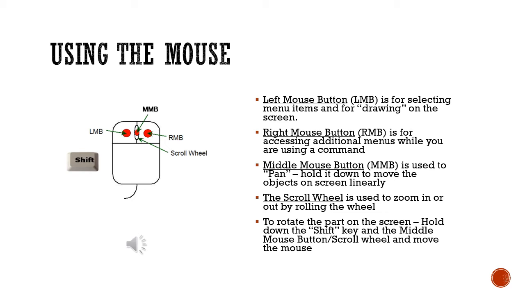Now if you want to rotate the part when you have something on the screen, what you have to do is hold down the shift key while you hold down the middle button, which is also the scroll wheel, and then move the mouse and that'll rotate the part.